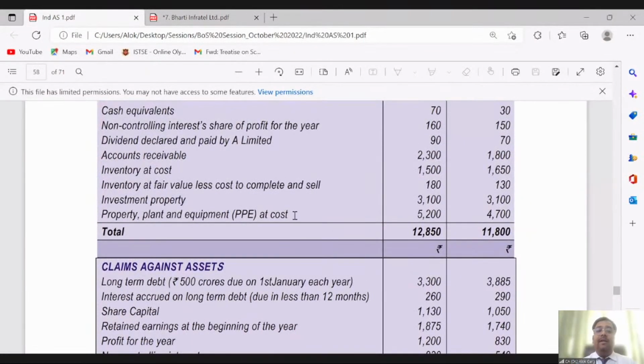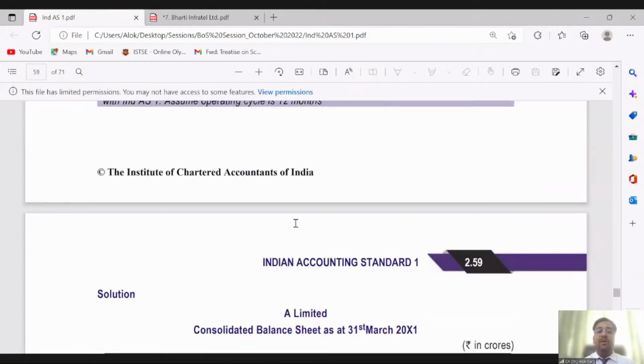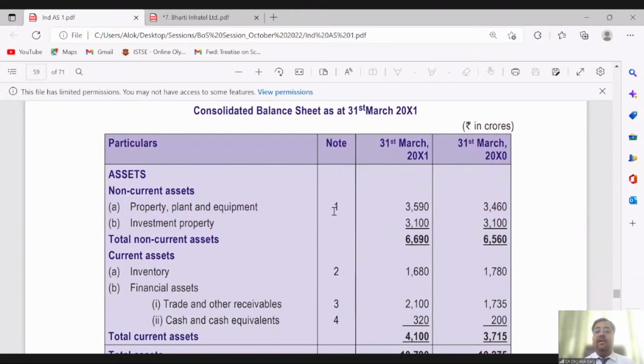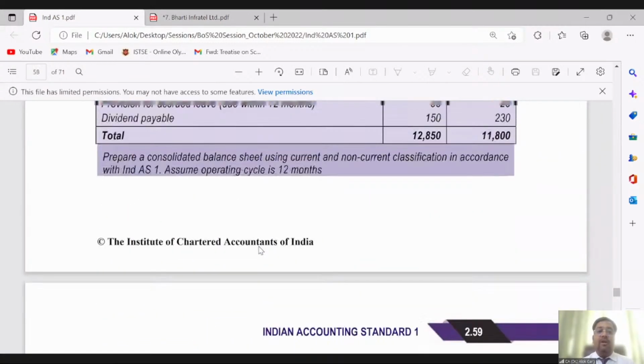Then your property, plant and equipment at cost. PPE, investment property, it is a non-current asset. PPE and investment property is a non-current asset. It will go to the non-current asset. Okay. PPE, investment property. Now coming to the claims.